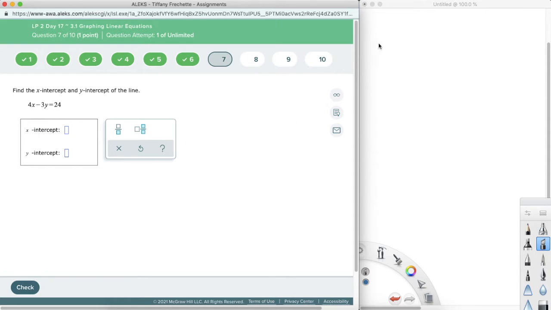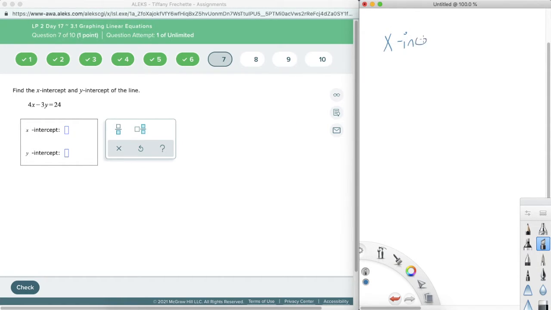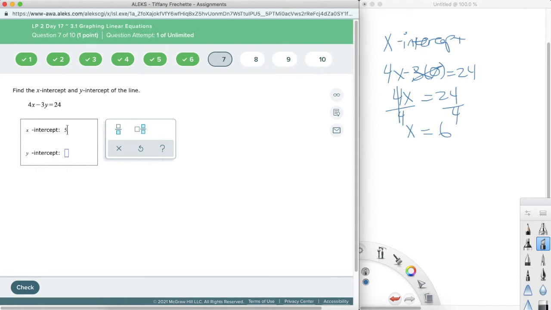So for the x-intercept, I have 4x minus 3, and instead of y, I'm going to make it 0, and then I'm going to solve. Well, 3 times 0, or anything times 0, cancels out, and I get 4x equals 24. I'm going to divide both sides by 4 because I want to undo this multiplication that's happening here. So x equals 6. So my x-intercept is 6.